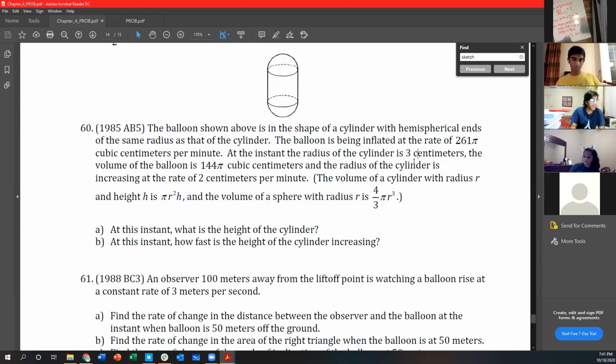So part B, how fast is the height of the cylinder increasing? What we're essentially trying to find is dh/dt, right? In order to find dh/dt, the only plausible way I can think of doing that is by finding dV/dt from this formula. That's the only plausible way I can think of doing this. So dV/dt is going to equal, I'm going to need more space for this.